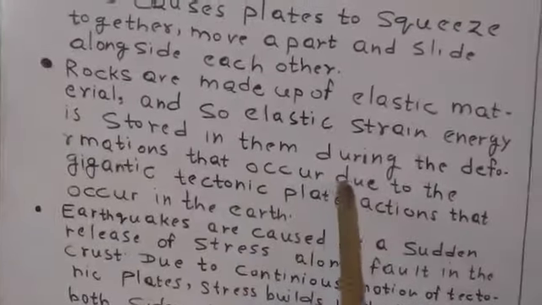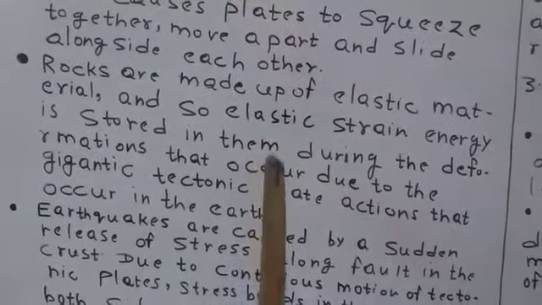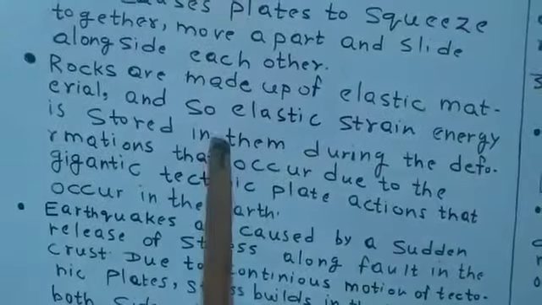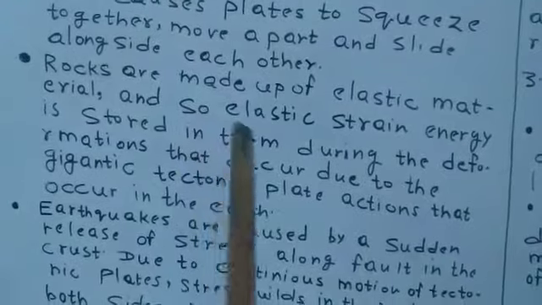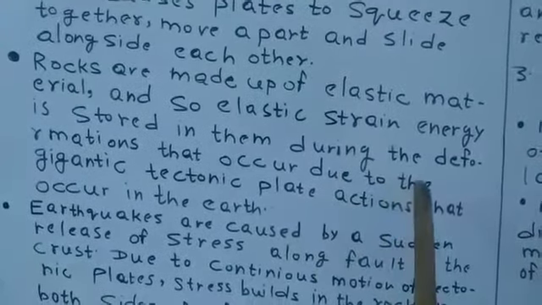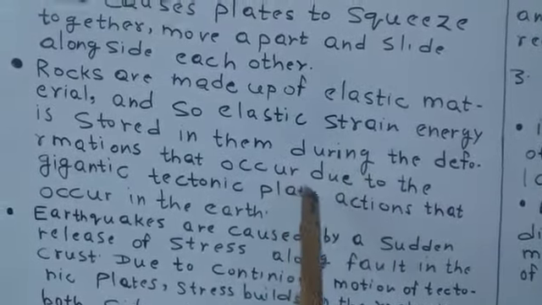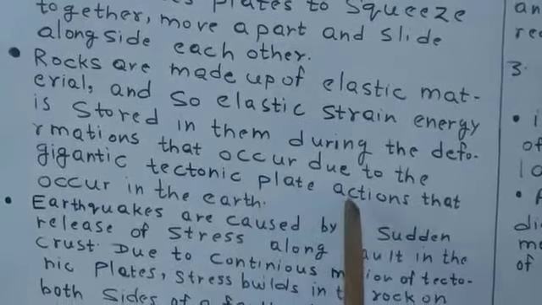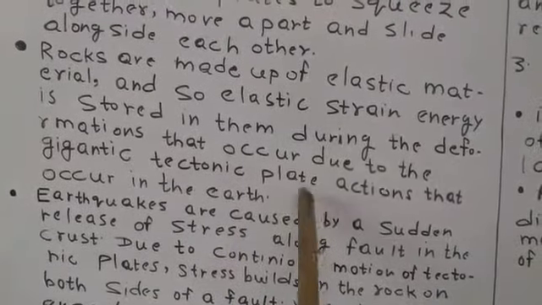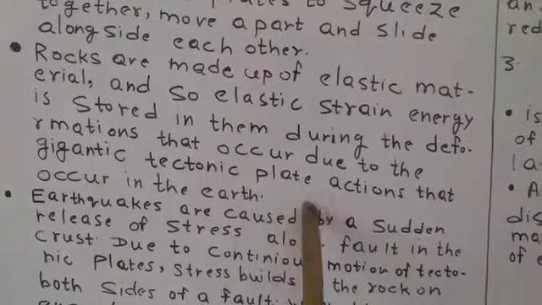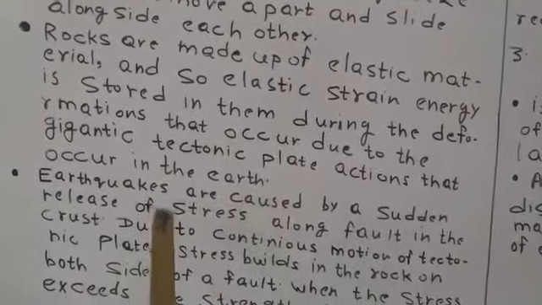deformation that occurs due to the gigantic tectonic plate action in the earth. What happens, as you know, is that the rocks inside the earth are elastic in nature, and that elastic material stores energy in them during deformation, and when that energy is released, it results in earthquakes. So tectonic plates move in different directions, and when they do, different types of movement take place on the earth's surface. We'll see that in the next line.